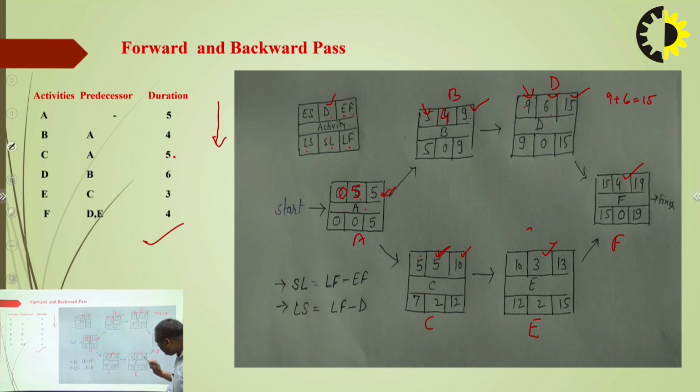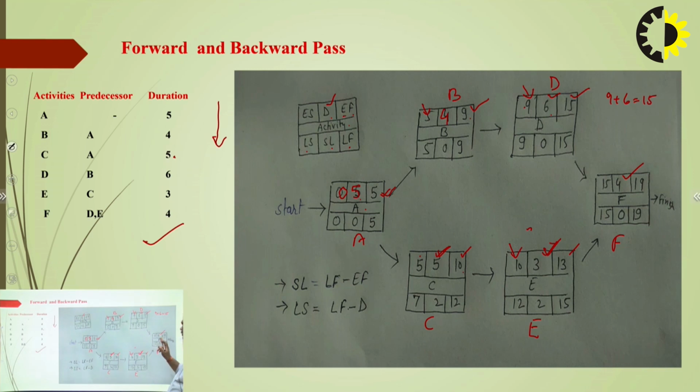Here, for the E activity, the earliest finish of the C activity is 10, so the earliest start of E is 10. The total duration of the E activity is 3 months, so 10 plus 3 is equal to 13. 13 is the earliest finish value of the E activity.